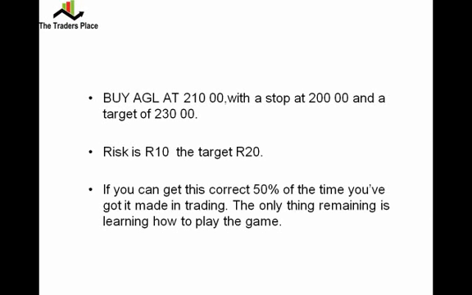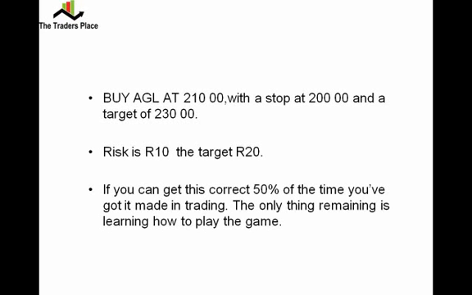I'll put an example together. For those of you that are trading solely the index or maybe you're trading currencies, the principle remains the same. I'll give you some of the specifics, but I based this around a straightforward share trade under leverage. The example is quite simply, if I want to buy Anglos at 210 Rand with a stop loss at 200 Rand and a target of 230 Rand, my risk is 10 Rand per share and the target is 20 Rand per share. And if you can get this correct half of the time, you've got it made in trading.